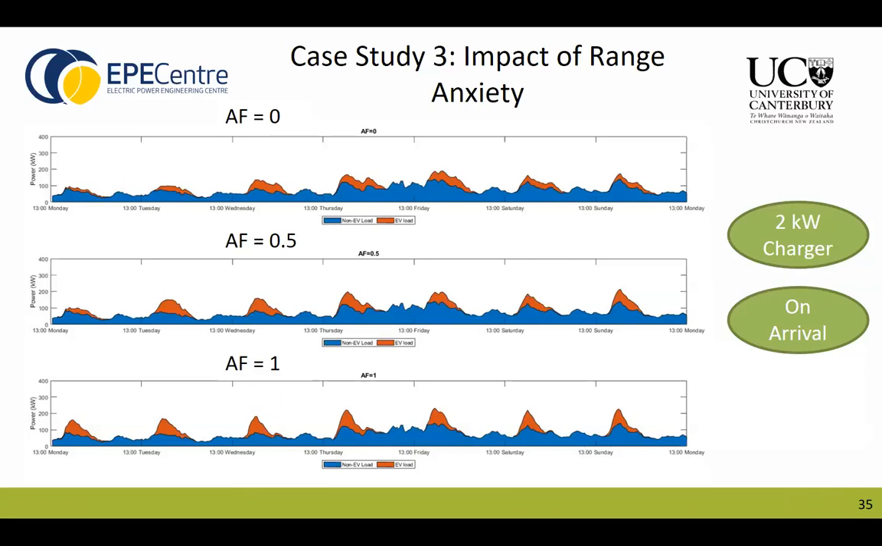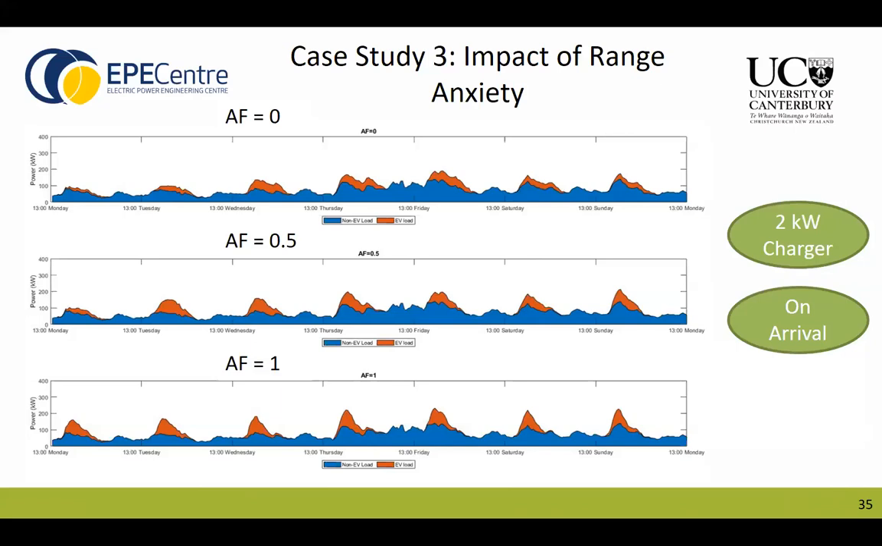If we now contrast that with the anxiety factor of 0, here only the EV owners which have a state of charge less than what they require for their journey needs the following day will charge. And this has 2 ramifications. Firstly, the effective penetration level of EVs is reduced because only a subsample of the total EV fleet is charging each day. So we can see that the contribution to peak load is smaller with an anxiety factor of 0 compared to an anxiety factor of 1.